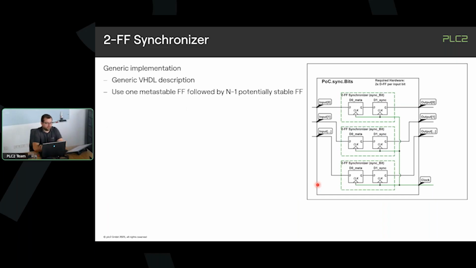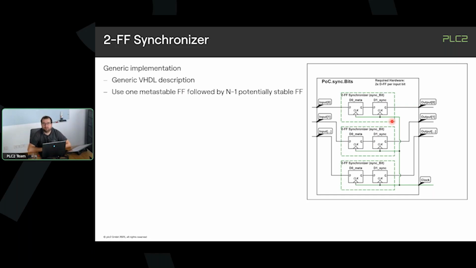Okay, let's have a look into the implementation details of the two flip-flop synchronizer. PoC has a generic implementation that is working on any platform. It's generic VHDL code. Inside we have one metastable flip-flop followed by n-1 potentially stable flip-flops, depending on how many flip-flops you want to spend on such a synchronizer stage. As it's easy for us to implement this for n bits, we made it generic so that it's internally unrolling multiple of these synchronizers with a for generate loop.